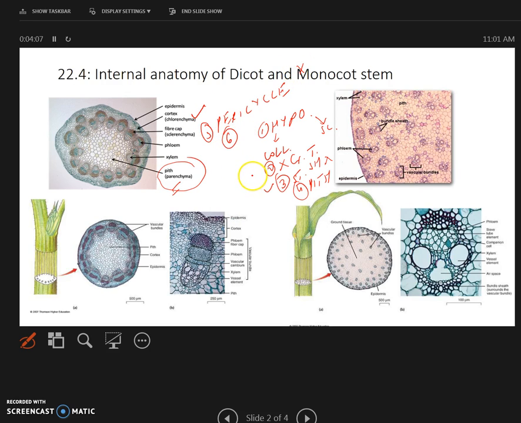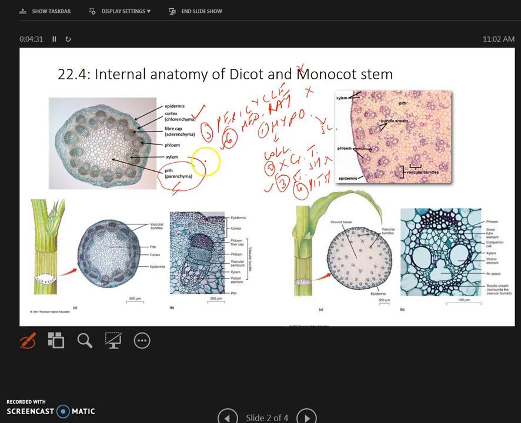And then medullary ray. What is medullary ray? Medullary ray, let me write this down. Medullary ray, it is present in a dicot. It is absent in a monocot. Medullary ray is a sheet of conducting tissue which runs radially through the vascular tissue. What are vascular tissues? Xylem and phloem.